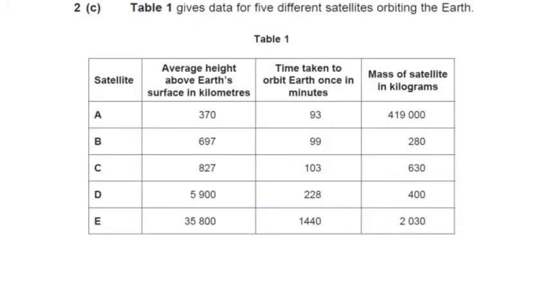We're then given a table of data. It's fair to assume that at some point we're going to be asked to analyse this. It should be pretty clear from looking at it that for these different satellites, as the average height increases, so does the time taken to orbit the Earth. Related to this, though, is the mass of the satellite, and there doesn't appear to be any correlation between this data and either the height or the time taken.